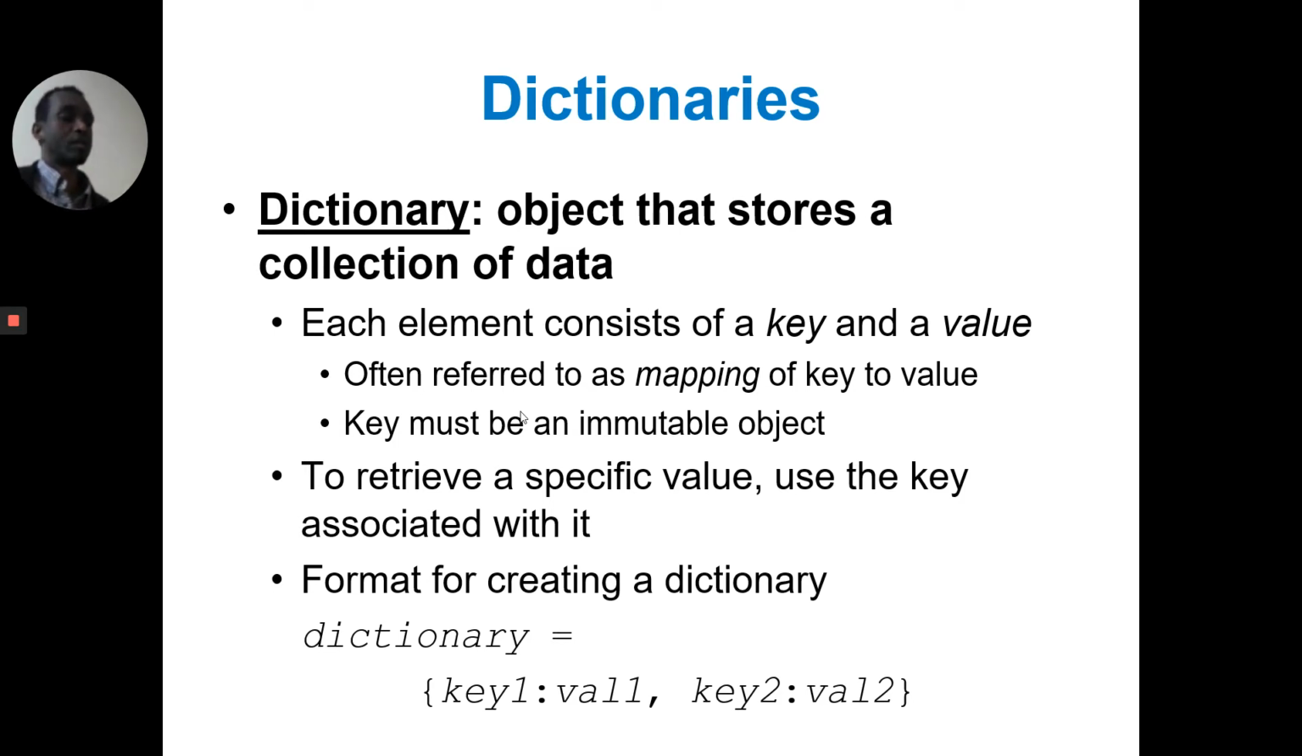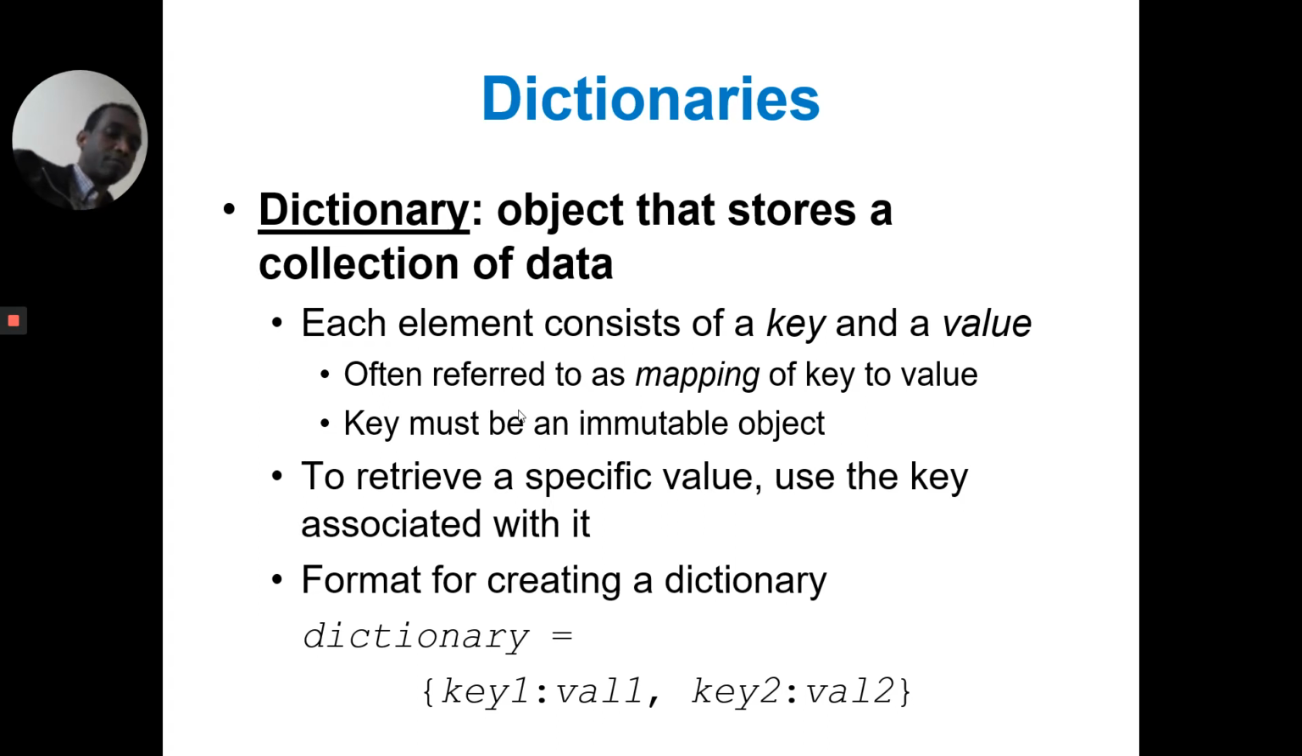Now, a dictionary is an object that stores a collection of data. Each element consists of a key and a value, often referred to as mapping of a key to a value. Key must be an immutable object. What does that mean? It cannot be changed. So to retrieve a specific value, you use the key associated with it.